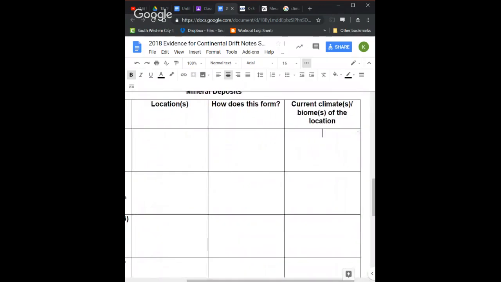So for here, you can put lots of stuff. Don't actually write lots of stuff, but you can write many, many different things, right? So you could describe the climate in Michigan, or any of the places that you see have salt.